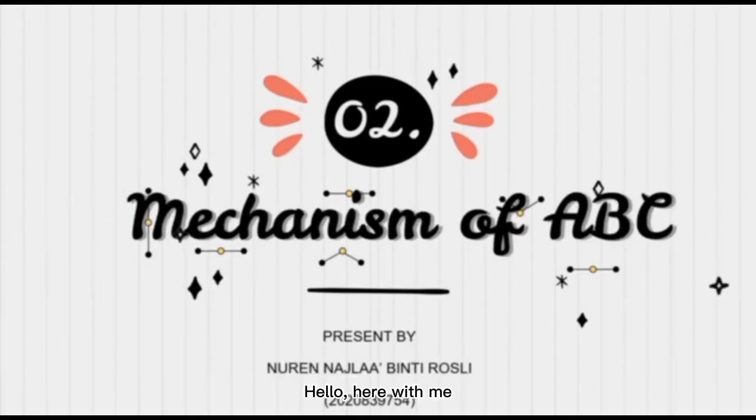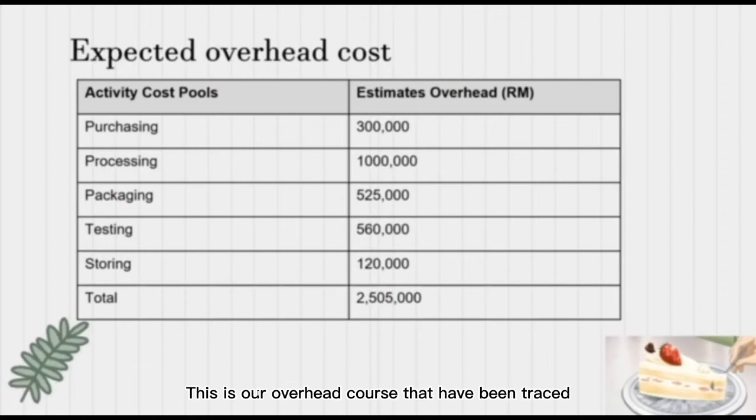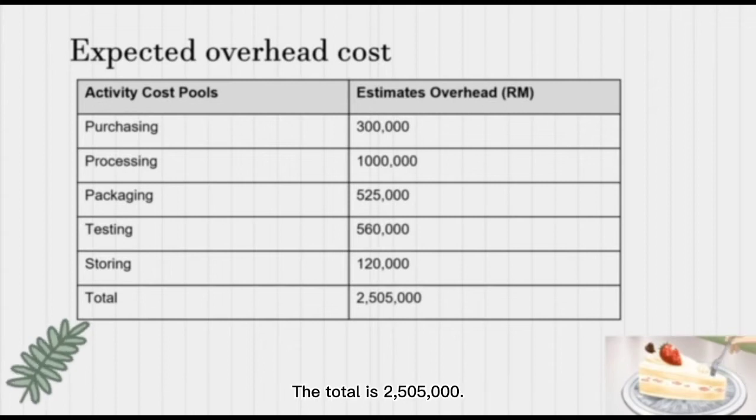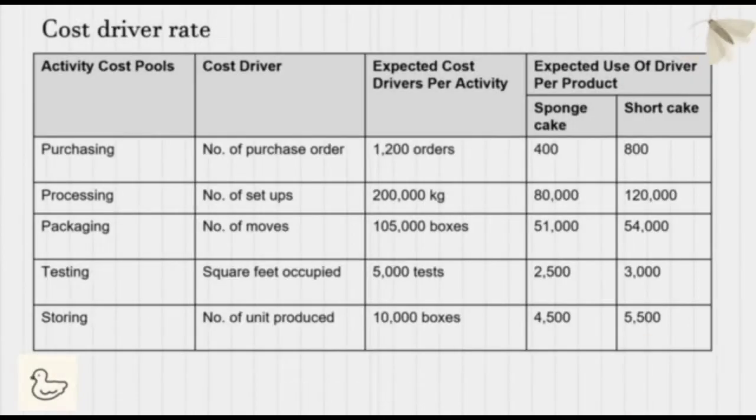Hello, here with me, Nurin Najla. This is our overhead costs that have been traced based on its 5 main activities: purchasing, processing, packaging, testing, and storing. The total is 2,505,000. Next is the cost driver that is identified and expected for use for Tibola Bakery.